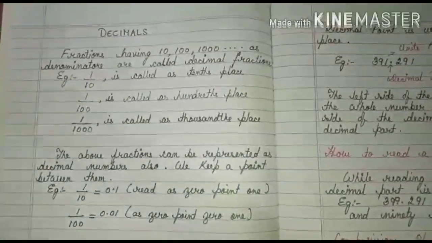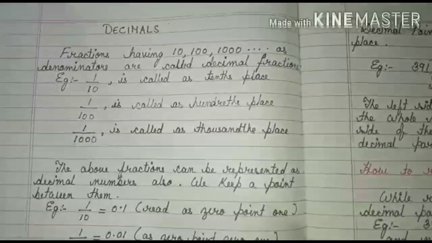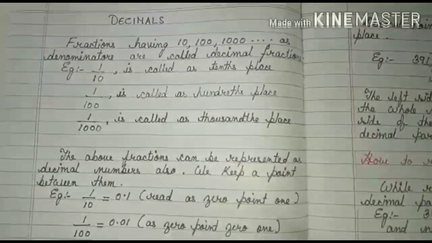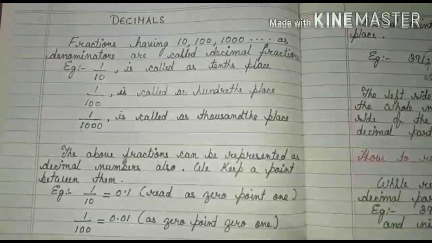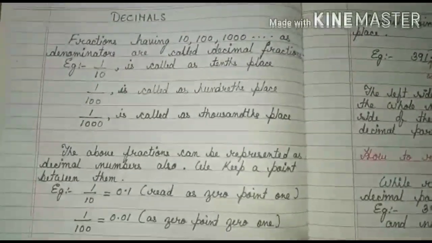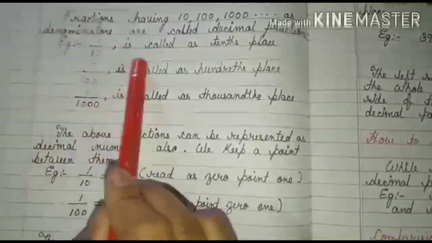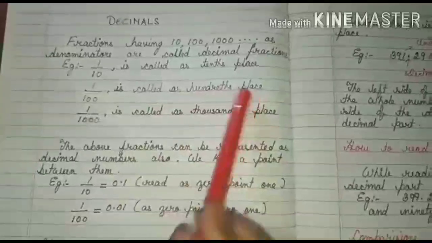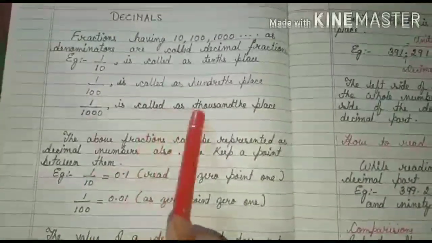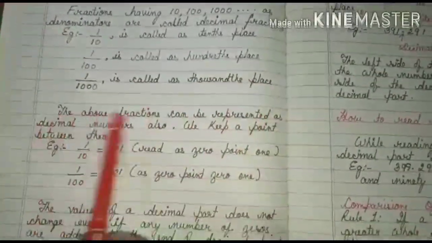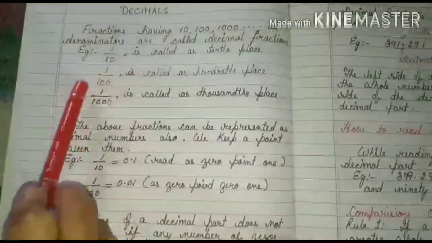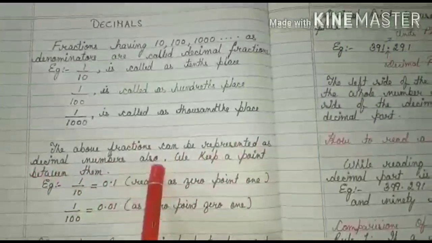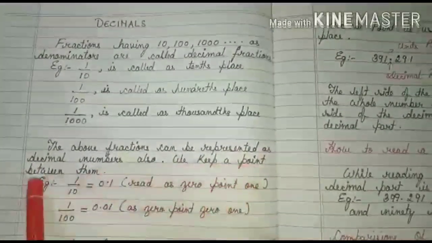Decimals. Fractions having 10, 100, 1000 and so on as denominators are called decimal fractions. Example, 1 by 10, 1 by 100, 1 by 1000. Here 1 by 10 is called the tens place, 1 by 100 is called the hundreds place, 1 by 1000 is called the thousands place. The above fractions can be represented as decimal numbers also. We keep a point between them.